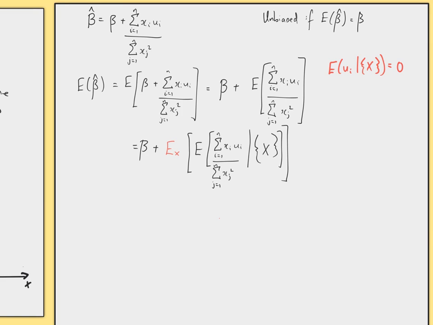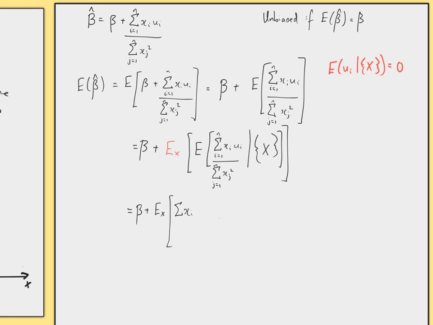So how does this help us? Well, if we're given a particular value of x, we can treat the xi's and the sum of the x squared as fixed. We can take them outside of the conditional expectation. The only thing that will be left in the conditional expectation is the ui term.